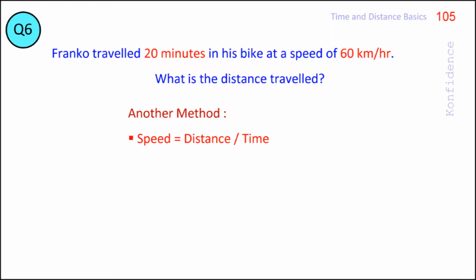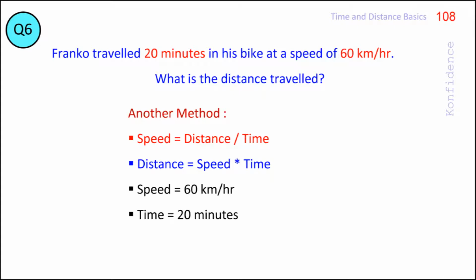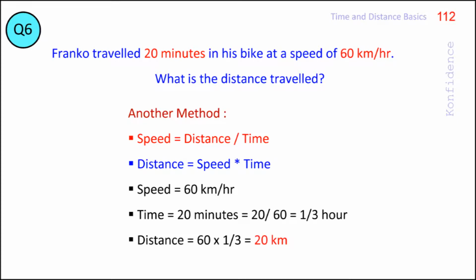Looking from another angle, speed equals distance by time. So distance equals speed into time. Here, speed equals 60 kilometers per hour, time equals 20 minutes or 1 by 3 hours. So distance equals 60 into 1 by 3 or 20 kilometers.